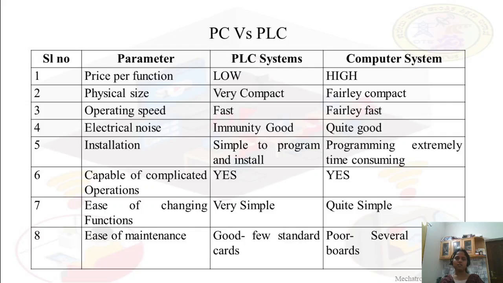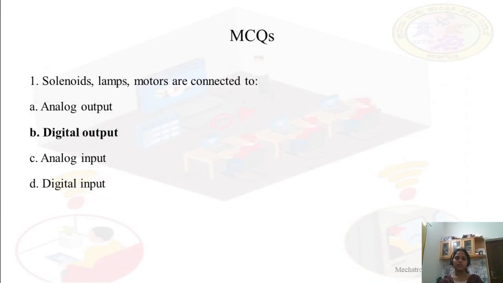After learning about the classification of PLC, now we will solve some multiple choice questions. The first question: solenoids, lamps, motors are connected to analog output, digital output, analog input or digital input. The solenoids, lamps, motors, these are all digital outputs.